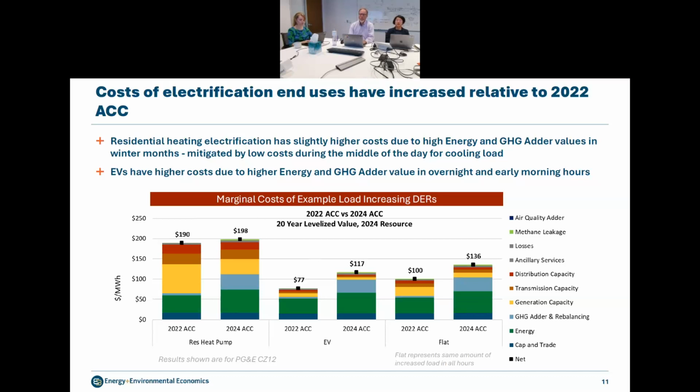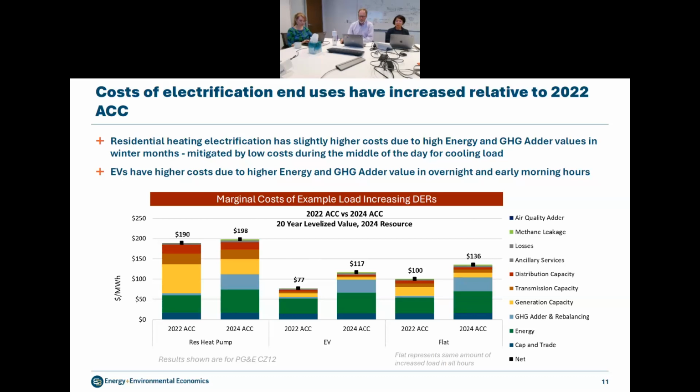Looking at the residential heat pumps, we see that the costs are slightly higher during the winter because the energy and GHG adder values increase. But if you were to plot this for the summertime, the cost would decrease because the cooling load typically coincides more with the middle of the day rather than evening. Overall, when we combine the summer and winter load, we see that for a residential heat pump, the cost slightly increased compared to the 2022 ACC.